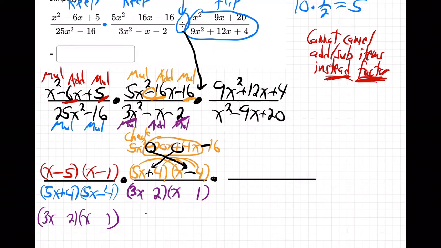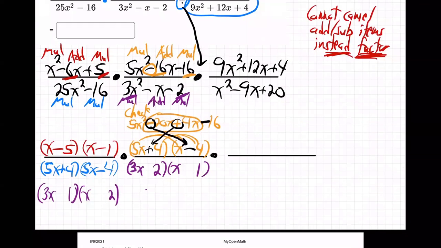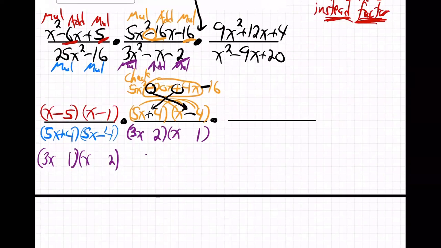Oh, I wrote the same thing. Let's try it again. It's going to be 2 times 1 or 1 times 2. There we go. Right? 2, 1, or 1, 2. Either order. Okay. How do you know which one's right? Yeah, check it. You've got to check it. So let me do that.